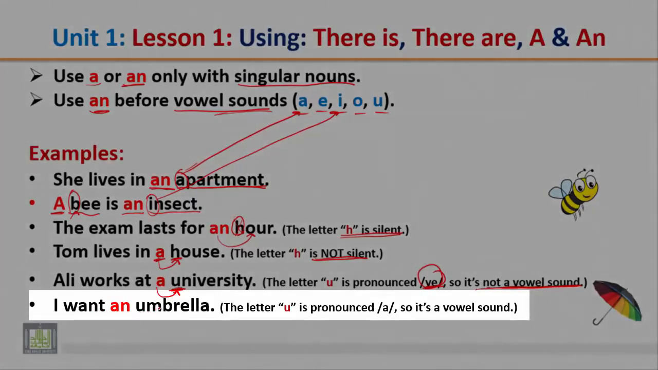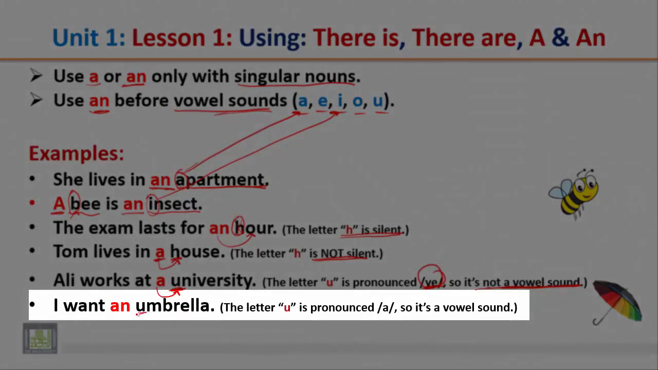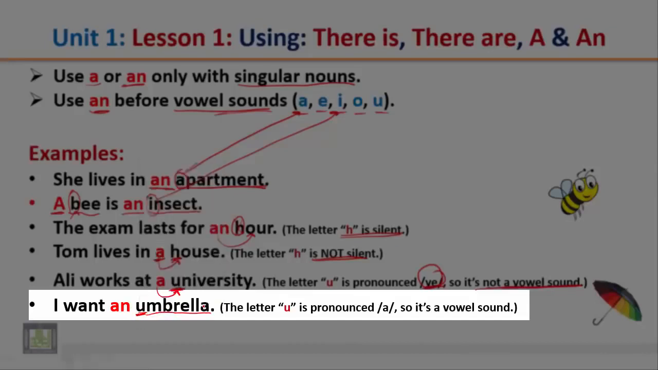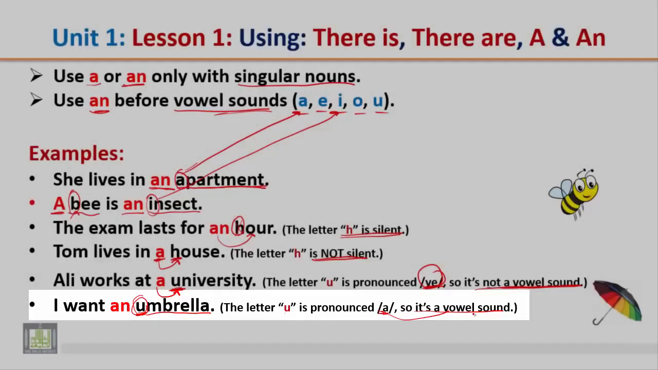I want an umbrella. Notice this letter here is pronounced uh. Umbrella. The letter U is pronounced uh. So it is a vowel sound. So we say an umbrella. Again, why? Because this letter is pronounced uh, and uh is a vowel sound.